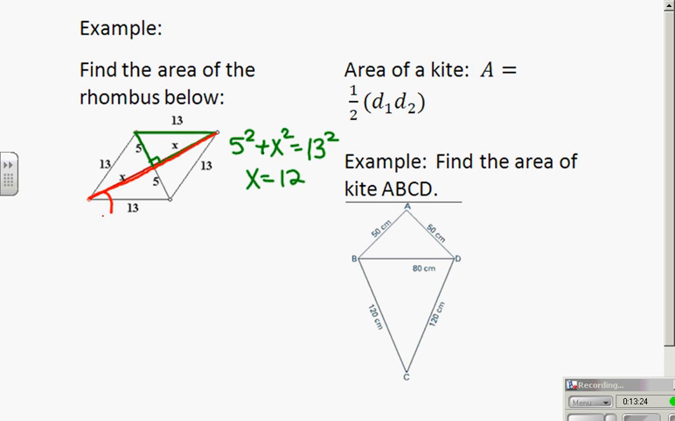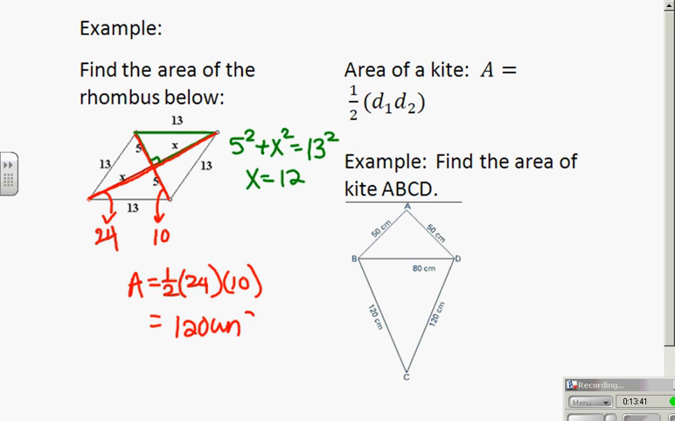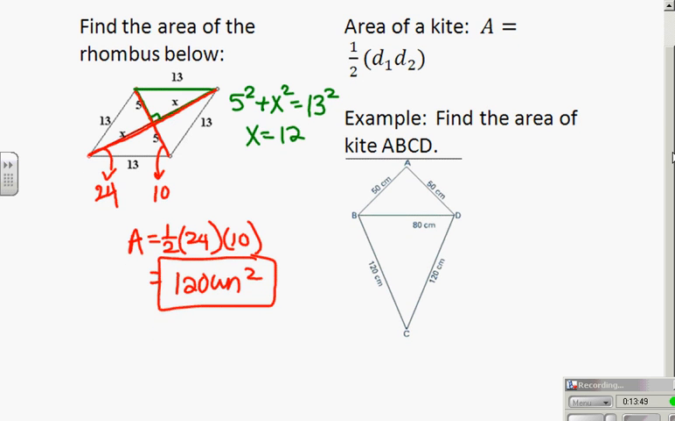So what I learn is that this red diagonal is 12 plus 12, which is really 24. And this diagonal here is 5 plus 5, which is really 10. So my area is equal to 1/2 of 24 times 10, which is 120 units squared. So it works very, very slick.